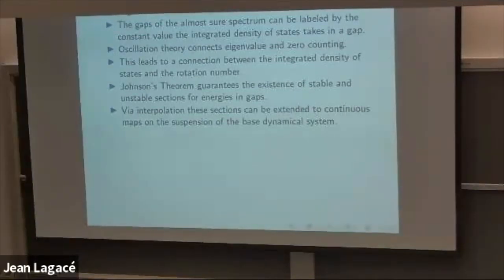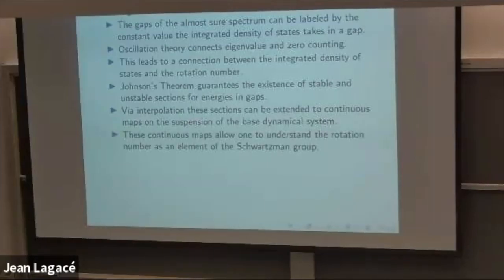Well, there's some interpolation that you have to address, which I will explain. But then you have an object which is exactly tailor-made so that it can be plugged into the Schwarzmann homomorphism, which is this purely topological object that has nothing to do with spectral theory. You plug in the stable section, for example, its interpolation, into this homomorphism. The homomorphism spits out a number, and that number will be the rotation number at that energy, which is related to the value of the IDS, and now you're happy. So that's really the gap labeling from the perspective of Johnson.